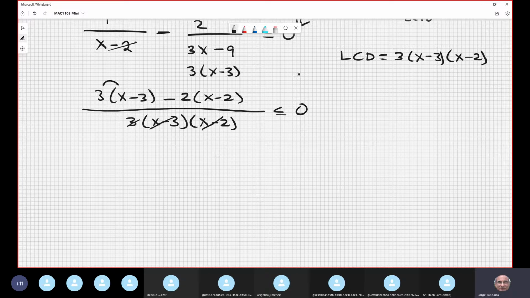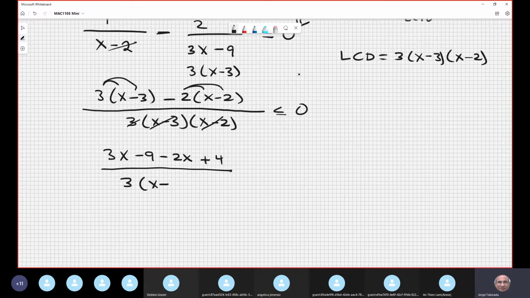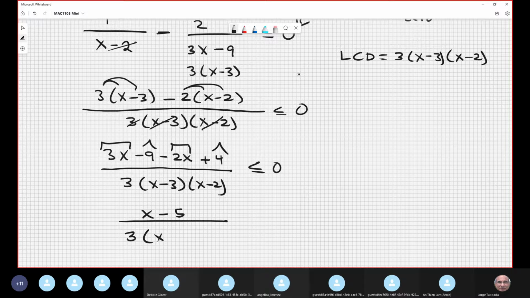Of course, now distribute. We have 3x minus 9 minus 2x plus 4, divided by 3x minus 3 times x minus 2. You combine later. I can see clearly. This and this is like 3 minus 2 is 1x, and negative 9 and positive 4 is negative 5, divided by 3x minus 3 times x minus 2.